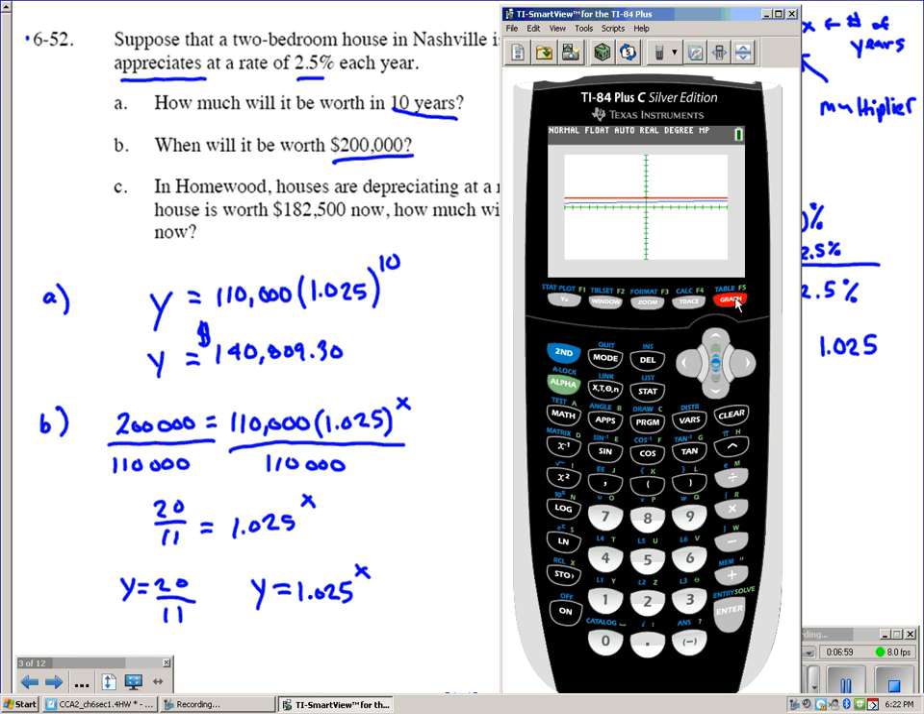So it looks like we're going to need to expand our window a little bit just to make sure that they intersect. So let's go to window. Let's increase our x max. Let's do, I don't know, let's say 30. Let's graph it and see here.